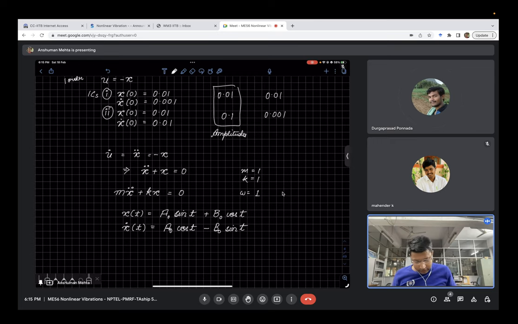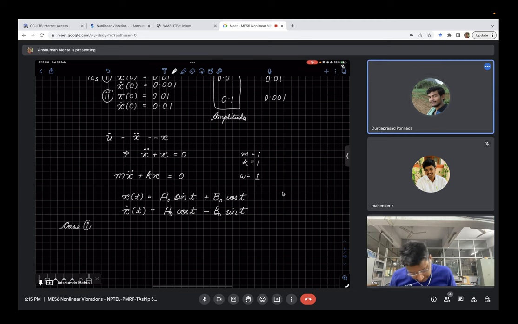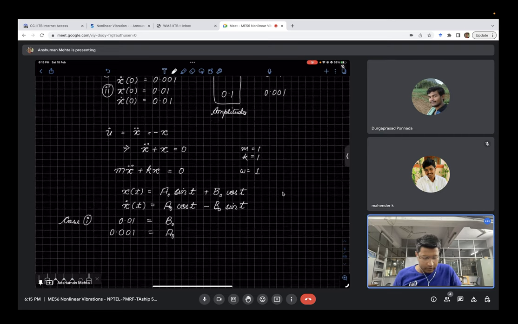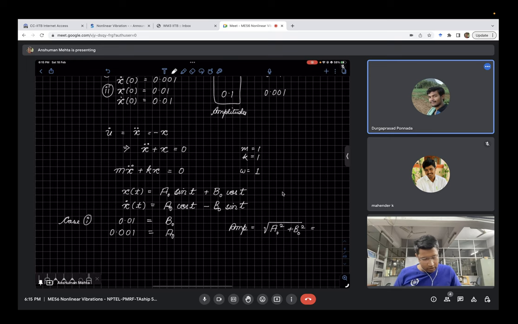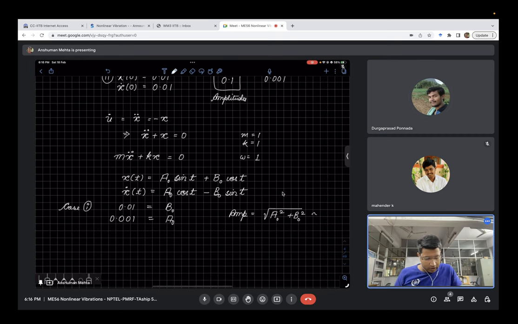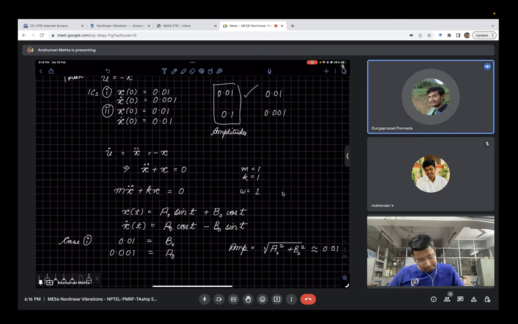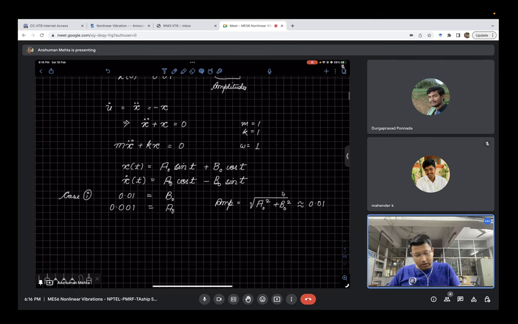Okay, let's find A naught, B naught for both cases. So case one. When we put 0.01 is equal to B naught, since sine at 0 will be 0, so this will be only B naught. And the second is the x dot term, so A naught will be equal to 0.001. Okay. And we know that amplitude is equal to the square root of A naught squared plus B naught squared. Okay. So it will be coming to nearly 0.01. So I think this is correct. Right. It will be near that only, because if you take the square of A naught, it will be much lesser than that. Okay.